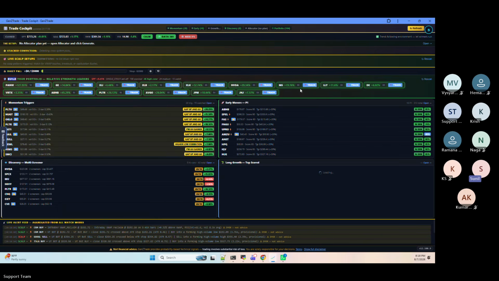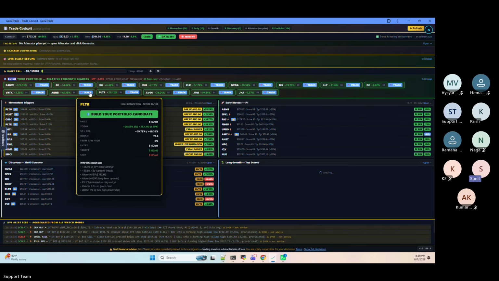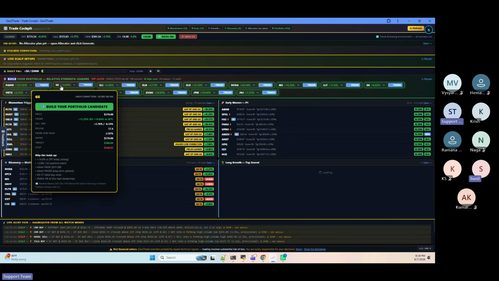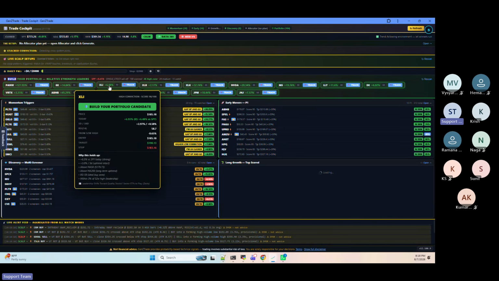So if I'm looking at Palo Alto Networks or these stocks, how do I make the decision? Should I add them now, or is it telling me that this has grown this much after you started indicating them? Keep the mouse over. Let's pick one here, right? XLI, you see, build your portfolio candidate. Price is 185. So why this holds up?